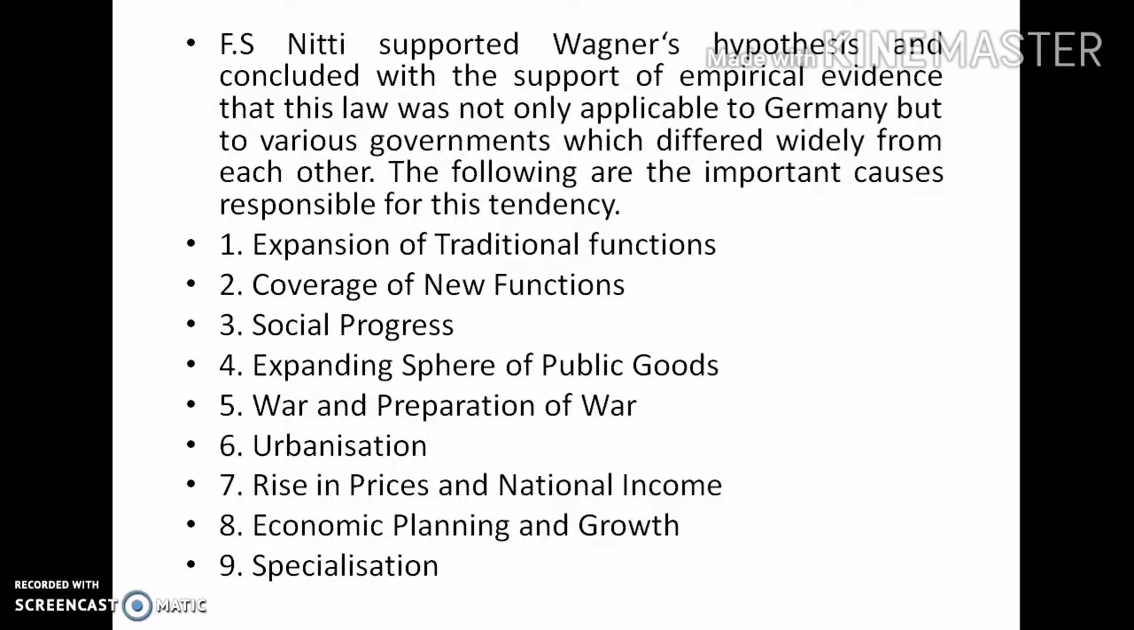War and preparation for war is also another cause for increased state activity, as are the need for urbanization, modernization, rise in prices and the process of controlling them, and increase in national income. Activities related to enhanced planning and growth, and specialization in various production activities, all these causes increased state activity.